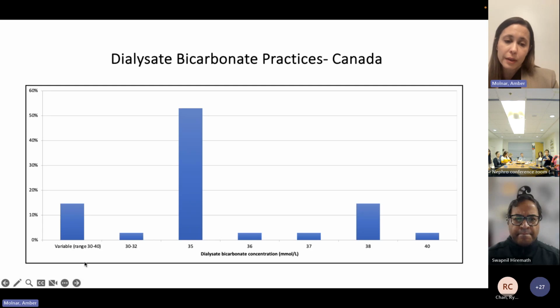We also found that there were some programs using concentrations as low as 30 to 32 millimoles per liter as more of a standard practice. So a standard practice means that these units are prescribing the same concentration to nearly all patients in the unit. There were a lot of programs using 35 millimoles per liter, and then some going up as high as 40 millimoles per liter. So really a wide range of practice.